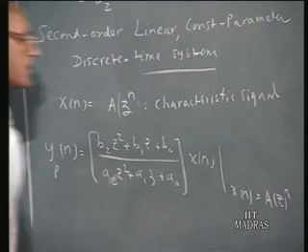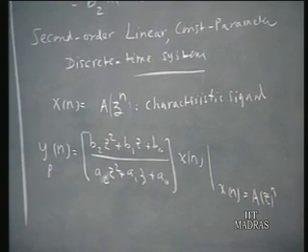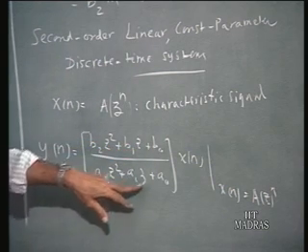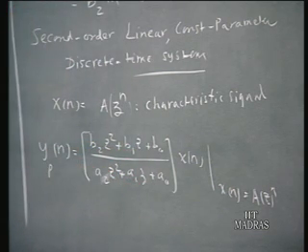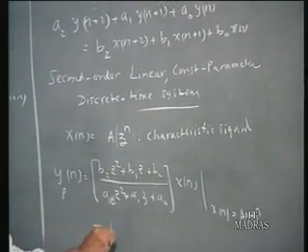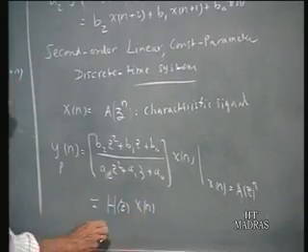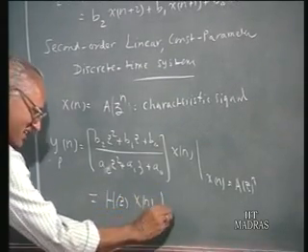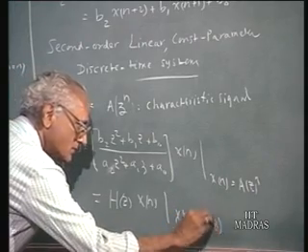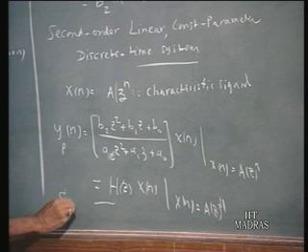So if x of n is a characteristic signal, the forced response of the second order discrete time system will be (b2 z squared plus b1 z plus b naught) by (a2 z squared plus a1 z plus a naught), just in the same way as we had in the continuous case. From these coefficients you form these two polynomials, and we will write this as H of z, where x of n is once again a characteristic signal, z to the power of n, and H of z is again called the system function in this case.